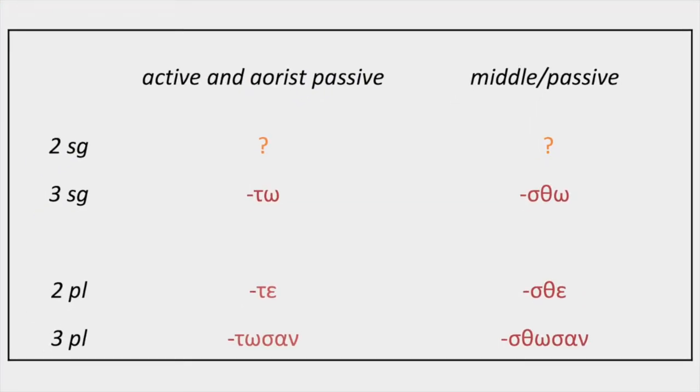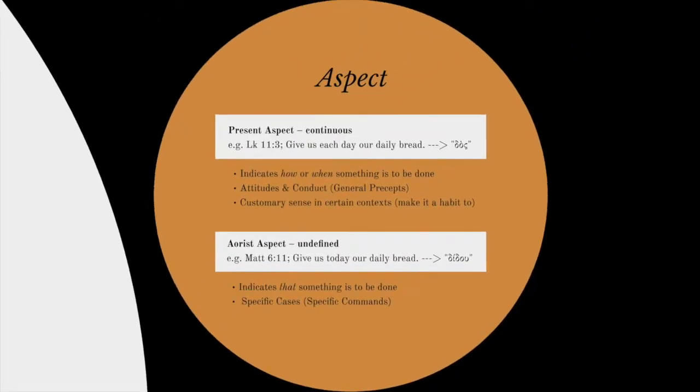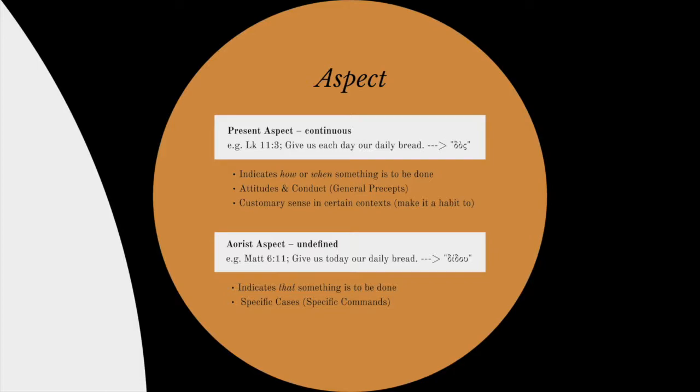In the imperative, there is no first person, neither singular nor plural, as one usually doesn't express a command to themselves. The second person singular needs to be paid careful attention to because it is irregular. The two different aspects are present aspect and aorist aspect. The present aspect, similar to the indicative, expresses a continuous action, whereas the aorist aspect is undefined.